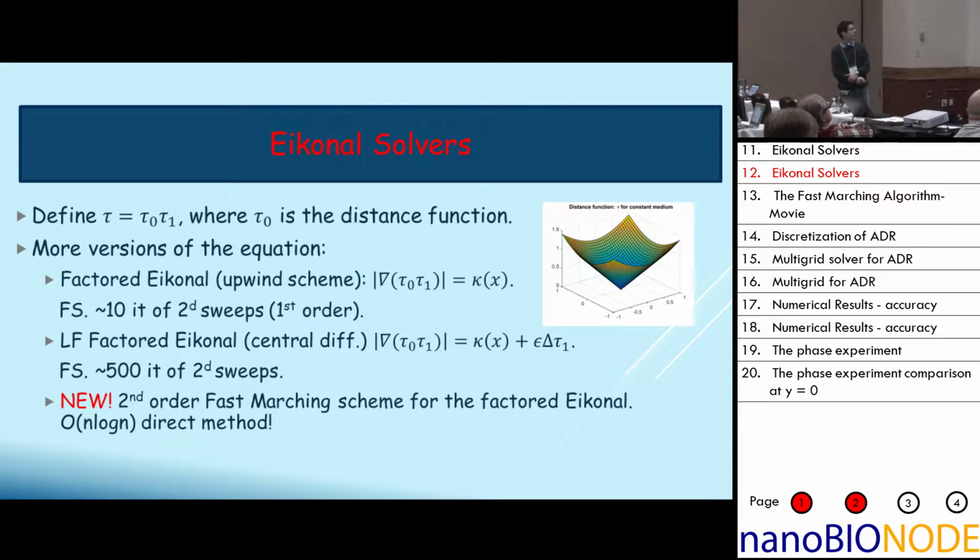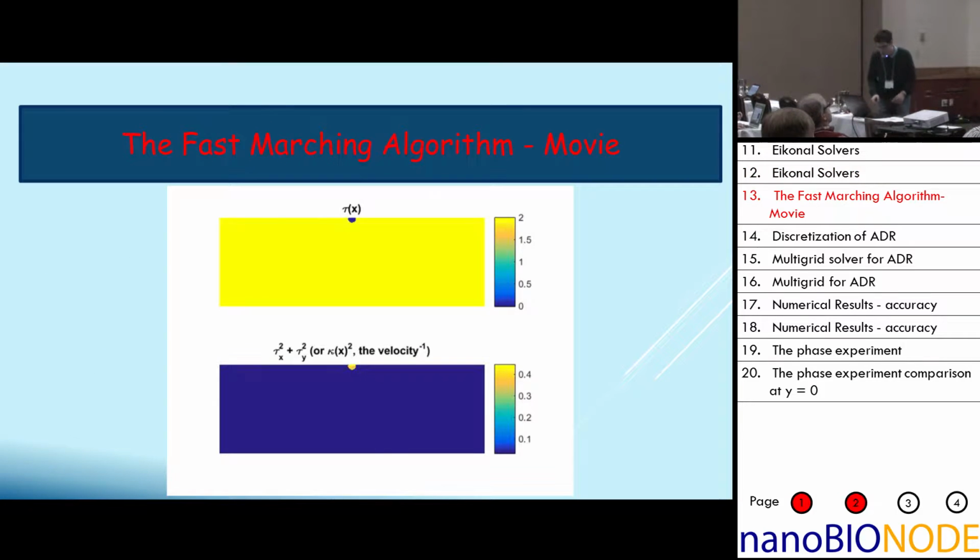So we liked fast marching so much, so we invented a version for the factored Eikonal for fast marching. It works with second order. It gives us the solution in a single sweep. And I'll just show you a movie, if I can get this to work.